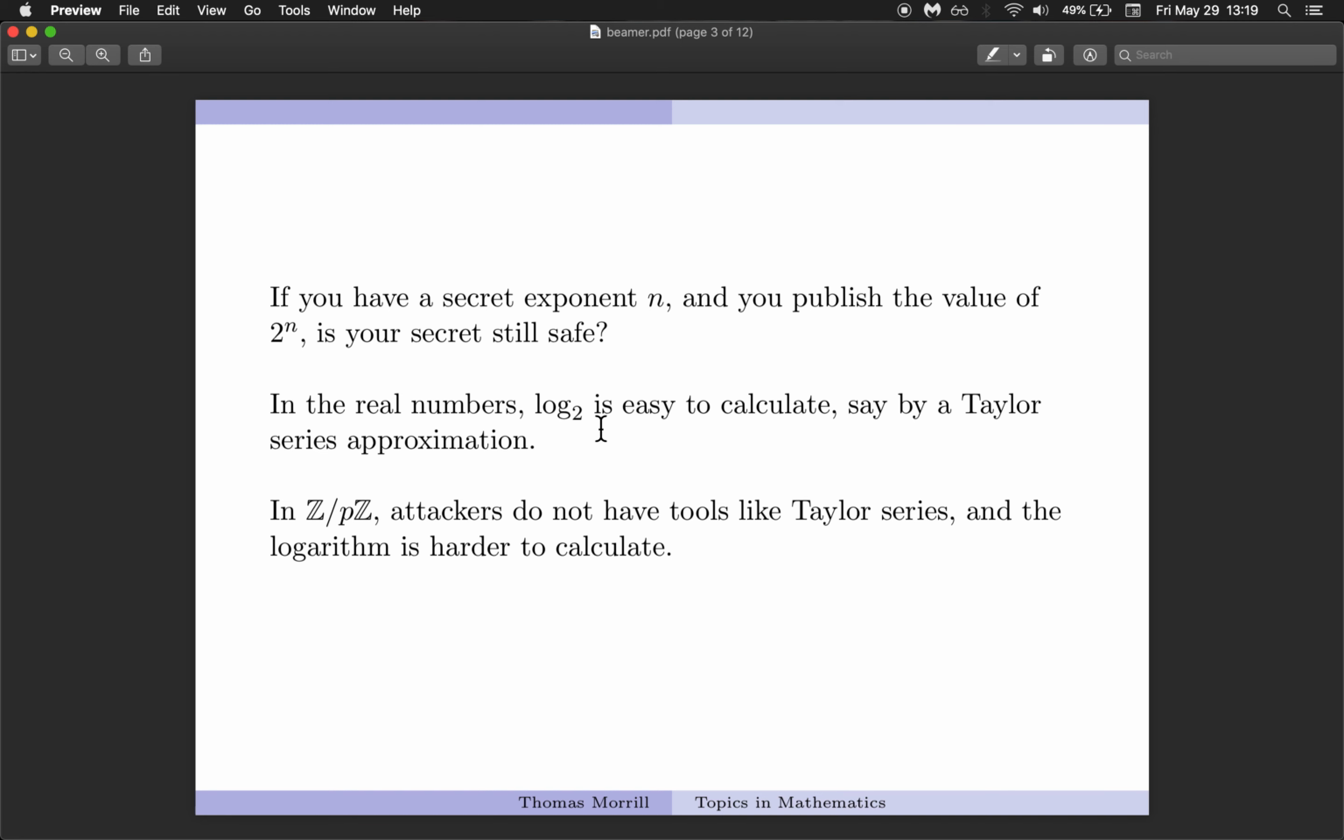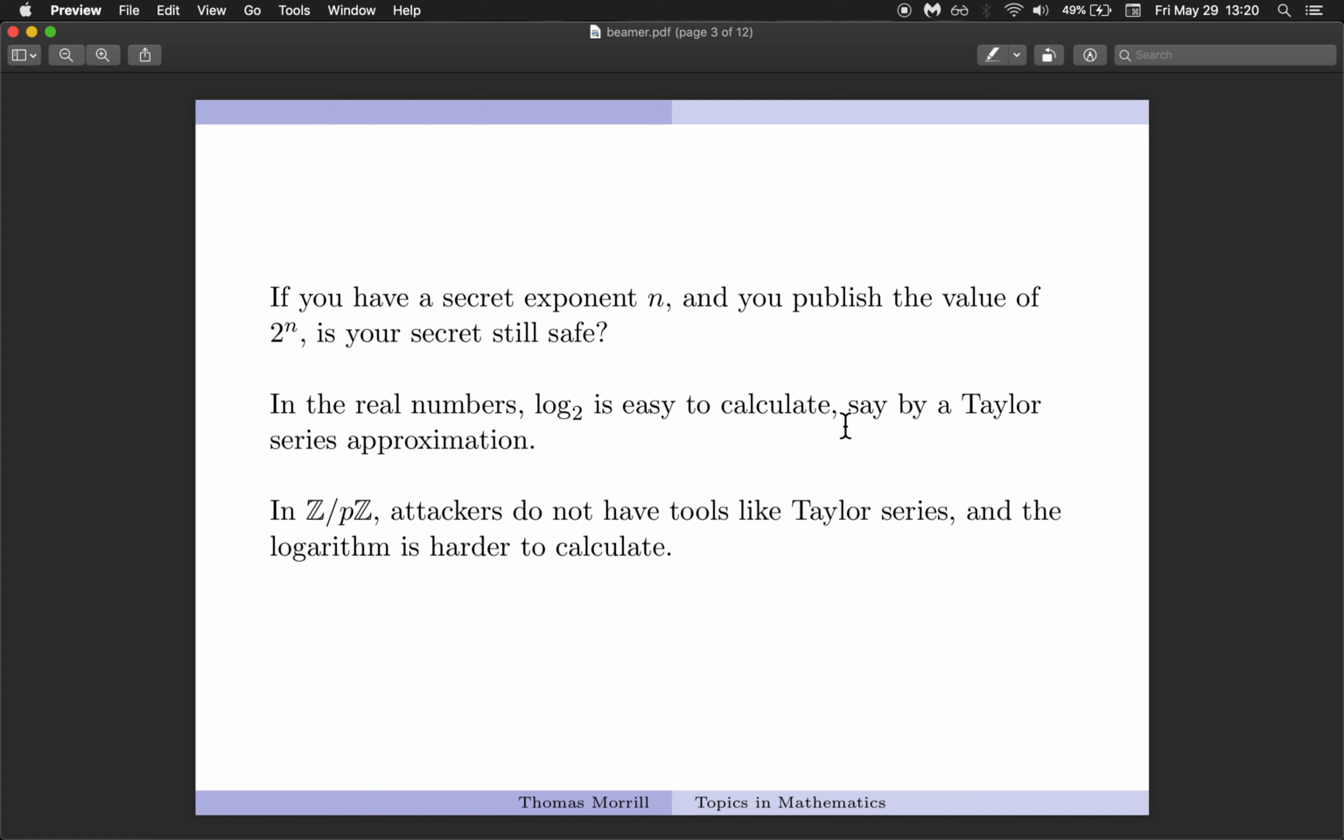So in the real numbers, there's no chance. If you tell somebody that you have some power of 2, let's say 128, well, they can just go home to their calculator, punch in log base 2 of 128, and they'd get 7 out of that. So the problem with working in the real numbers in this context is the logarithm is a very easy function to calculate, right? You can just take a Taylor series expansion, you can get as close as you need to, and then figure out what your secret is. And that's not so great for establishing key exchange.